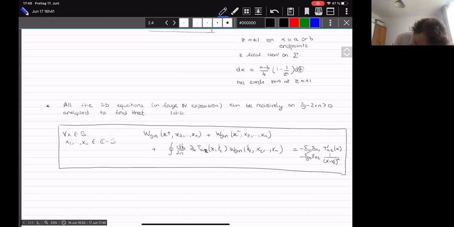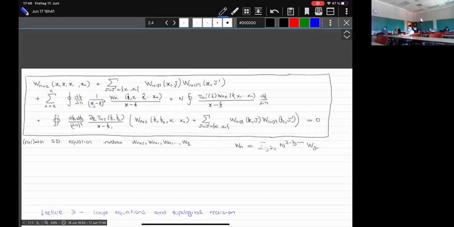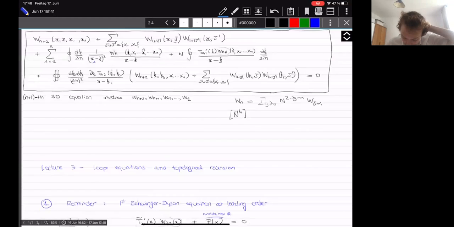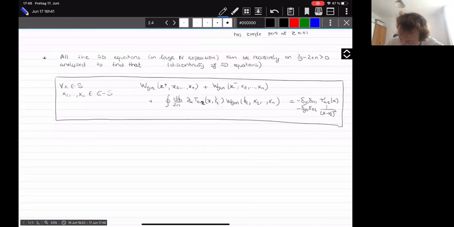So that's by looking at the discontinuity of those Schwinger-Dyson equations. They looked complicated at the start, in fact. So here they were, the higher order Schwinger-Dyson equations. We then want to insert the expansion of Wn when n is large, and then we collect terms with a given power of n. So we get a relation between W's and we compute the discontinuity of this. And one finds this.